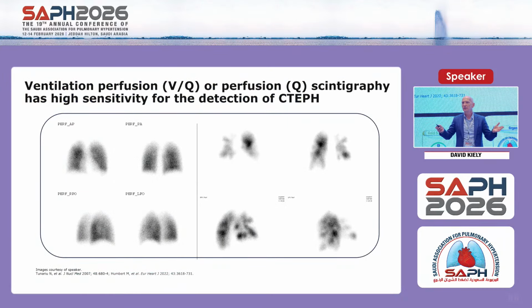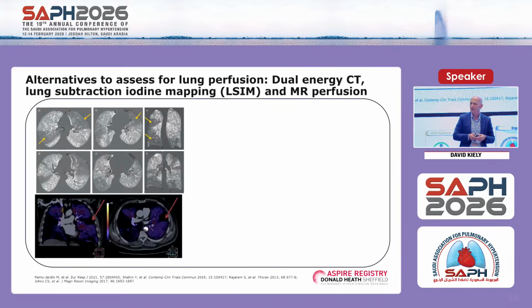I think why VQ scanning has been traditionally recommended in guidelines is that the VQ scan is very easy to interpret and we can see multiple perfusion defects. It's a really good rule-out test for chronic thromboembolic pulmonary hypertension. But we can assess lung perfusion in lots of different ways. Some institutions will have access to dual energy CT, where we can also create perfusion maps. For people who don't have access to that, you can use lung subtraction iodine mapping, where you scan the lungs, inject contrast, scan the lungs again, and subtract the images, and you can get these perfusion maps.